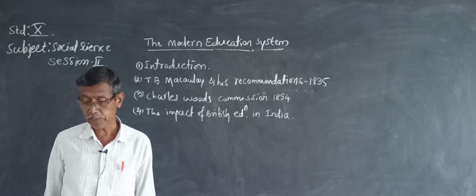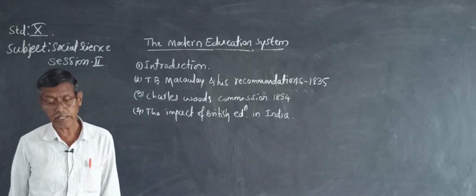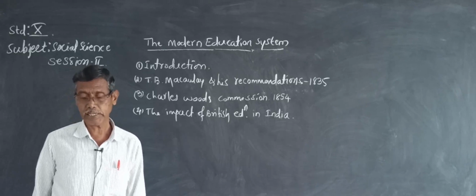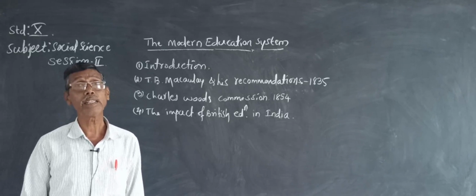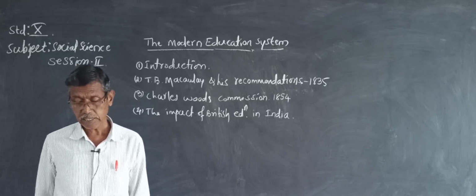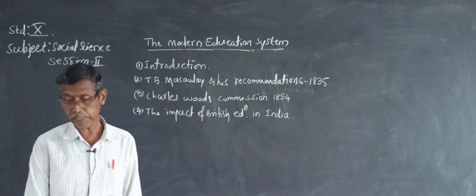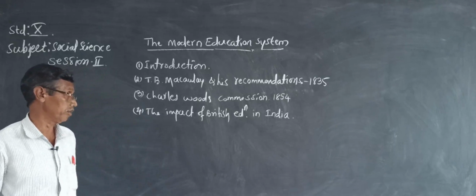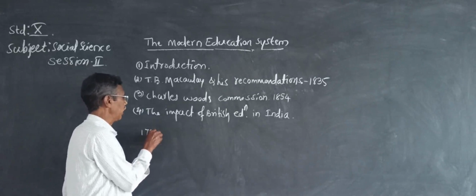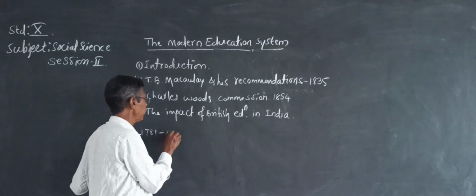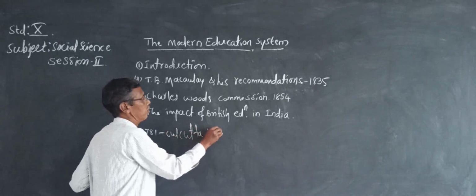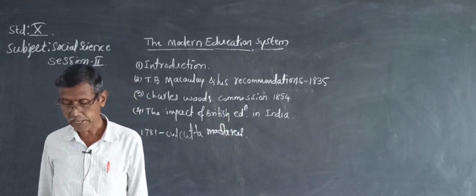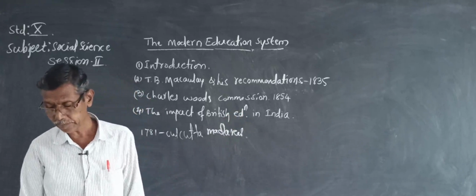And when Warren Hastings came to India as Governor General, he facilitated the expansion of modern education in India. So with the arrival of Warren Hastings, the expansion of modern education in India began. In 1781, he started the Calcutta Madrasa. The Calcutta Madrasa was started by Lord Hastings in 1781.